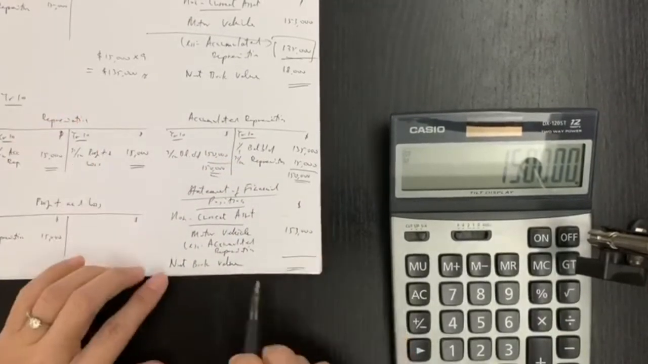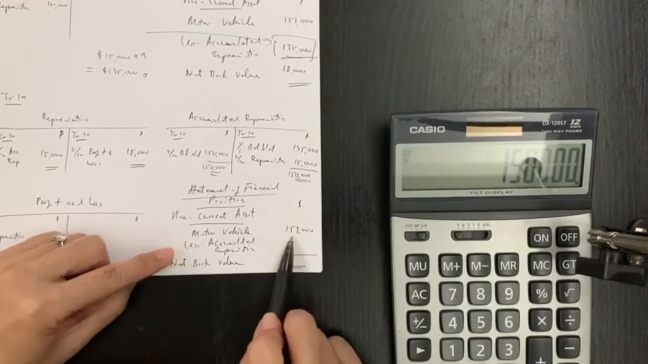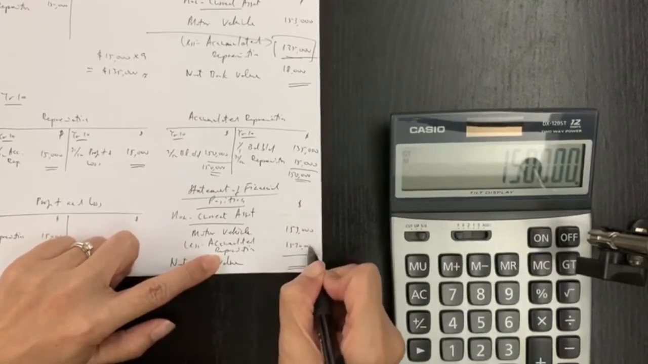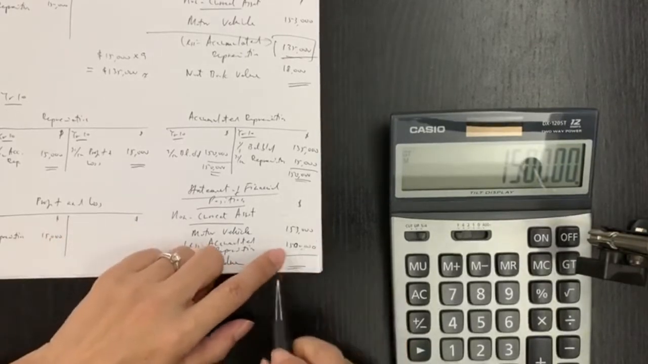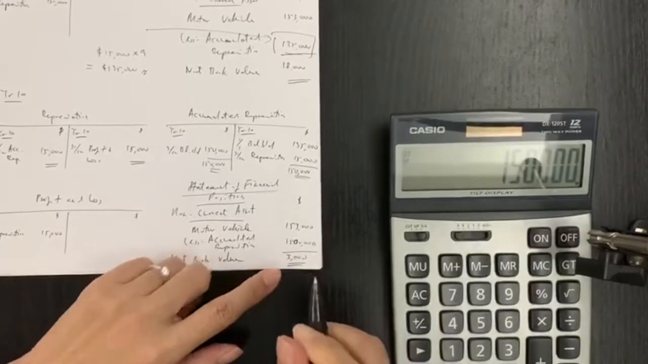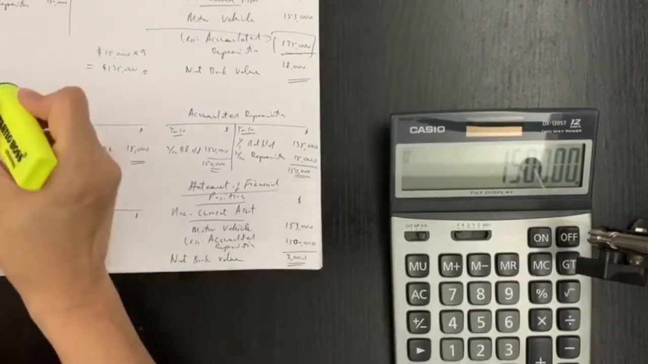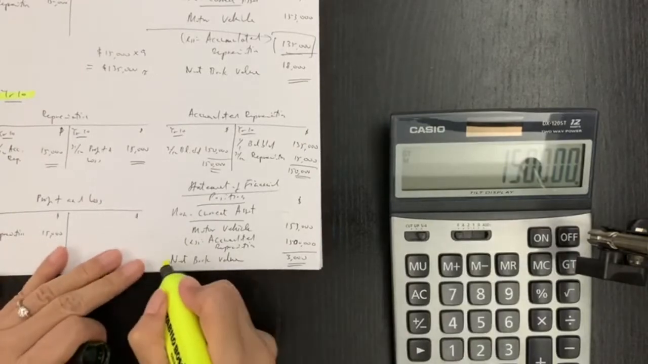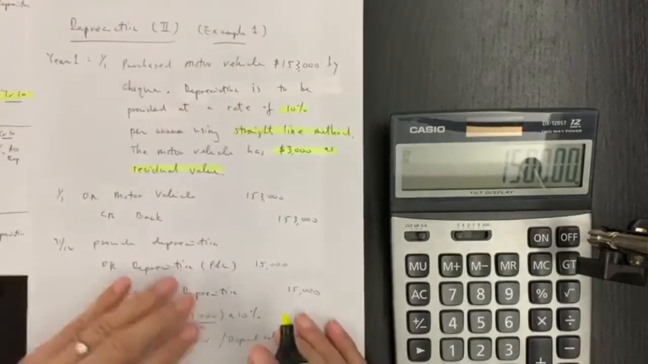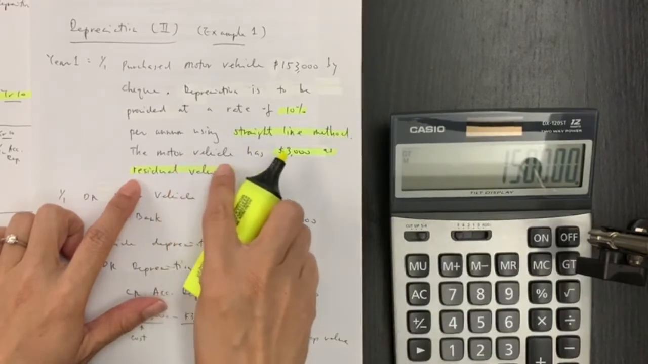Okay, so finally, what do we have as non-current assets in the statement of financial position? This is the cost, 153,000, and minus altogether 150,000. So therefore, I have this 3,000 finally as net book value in year 10. Okay, so this is year 10, and the net book value is 3,000. And remember what is the meaning of 3,000? 3,000 is exactly the residual value of the motor vehicle.